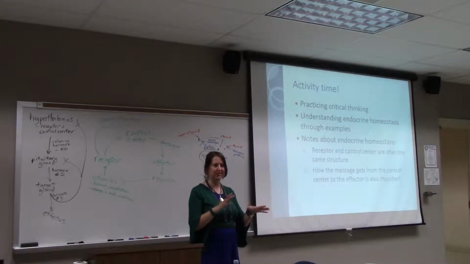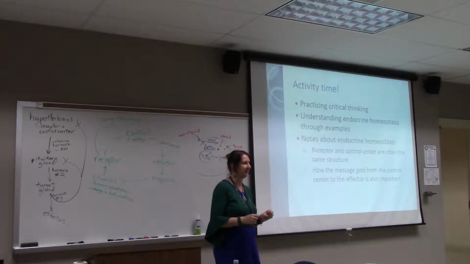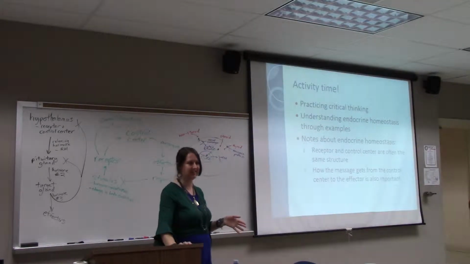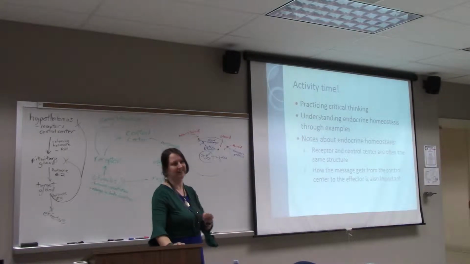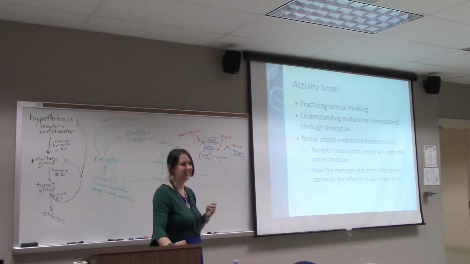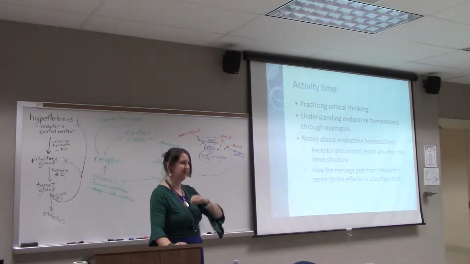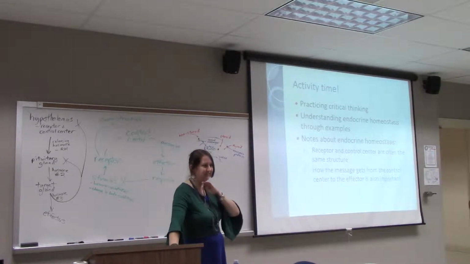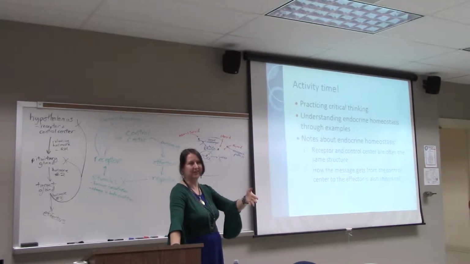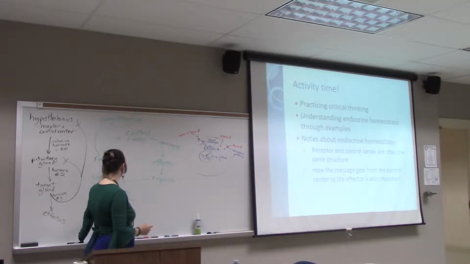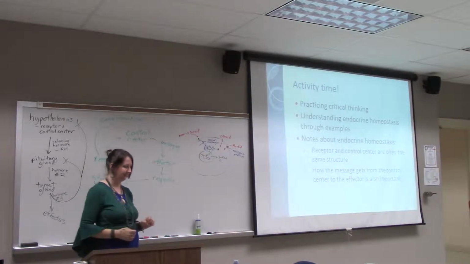So who's our receptor and control center? Yeah, the beta cells in the pancreas. How do they transmit a message? With insulin. Who are the effectors that receive the message? Yeah, liver, muscle, and adipose tissue. And then what's the response? Yeah, they store the glucose, which lowers the blood levels. And that takes us back to normal.